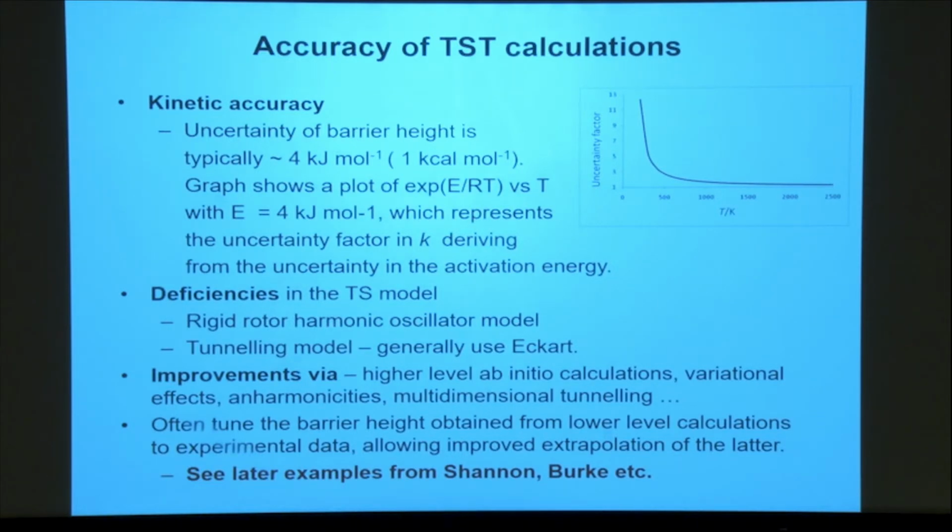So this, I suppose, is addressing the question: can theory do as well as experiment? For small molecules, yes, we do much better than this, but for large molecules, it's a little bit more tricky. Deficiencies in the simple transition state model would be the assumption that we're using harmonic oscillators and the fact that we're using simple representations of a tunneling model. So in order to include things like anharmonicities, hindered rotors, and multidimensional tunneling, we would need a higher level of theory in our ab initio calculations of the potential energy surface.